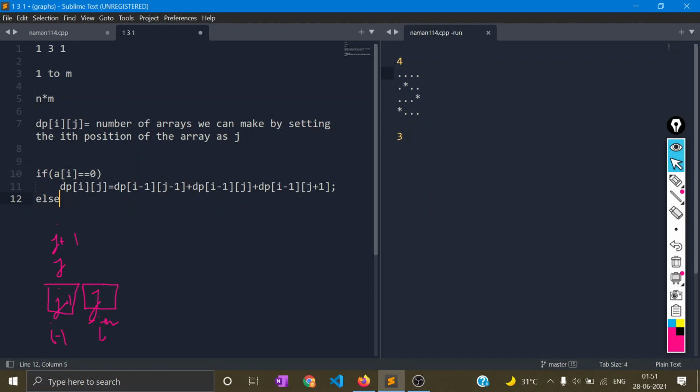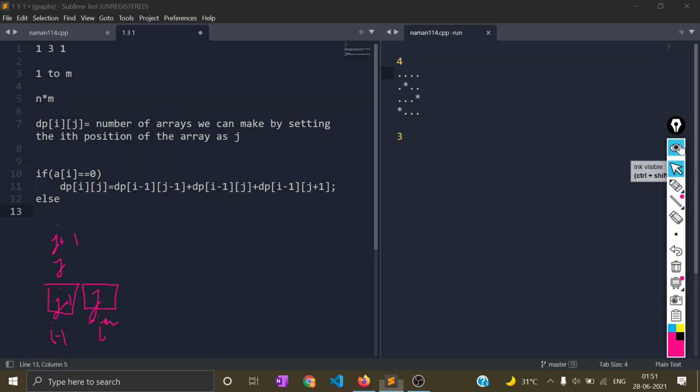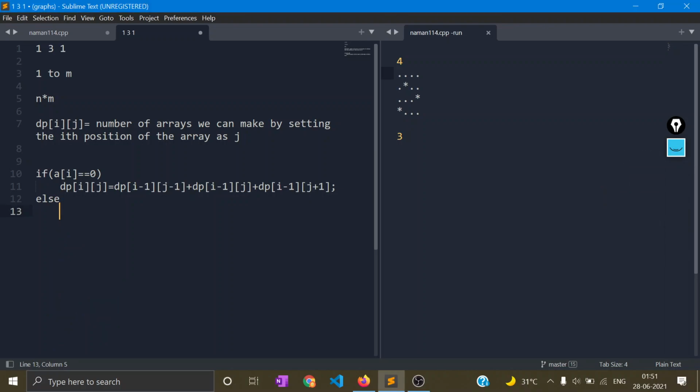And if our index is already filled, then what should we do? If our index is already filled, we know that dp[i][j], so let us see what we can do. If j is not the fixed value, we would just simply put it as 0, because there is no other way. There is a small condition over here that if my j is equal to A[i], then I would just set it to dp[i minus 1].